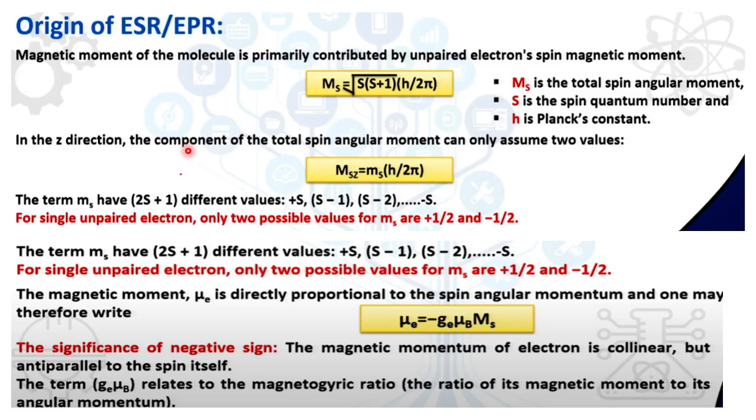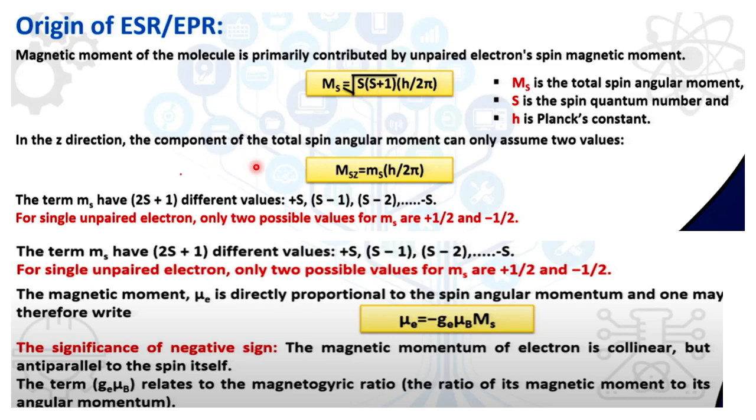Now, how is the origin of the ESR or EPR? So, the magnetic moment of the molecule is primarily contributed by the unpaired electron. So, first of all, the element must have some unpaired electron. Now, the spin magnetic moment equals root over s into s plus 1 into h by twice pi. Now, what is the s? S is the spin quantum number and h is the Planck's constant. Ms is the total spin angular momentum.